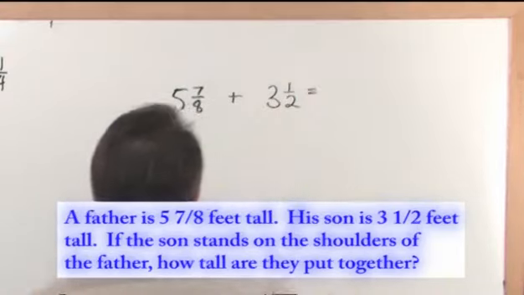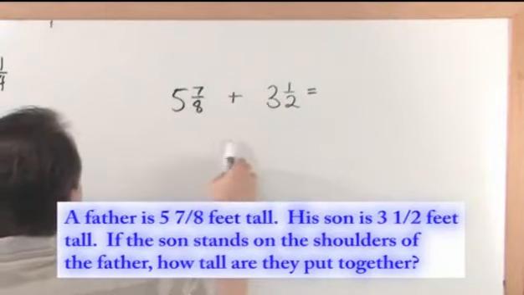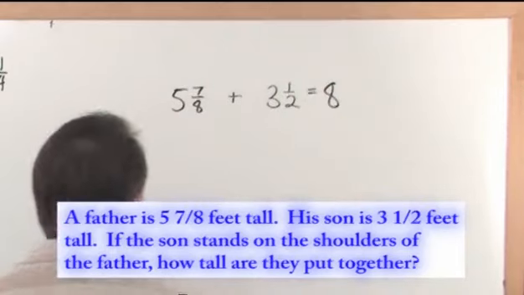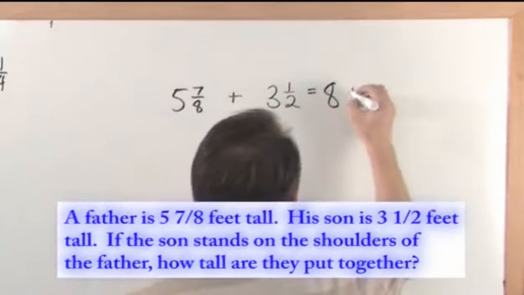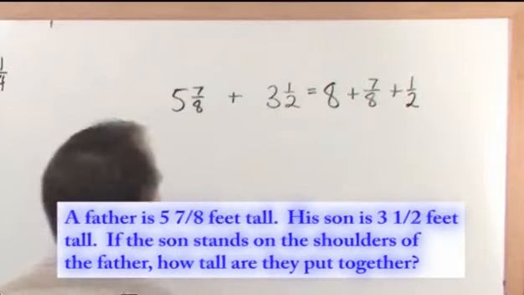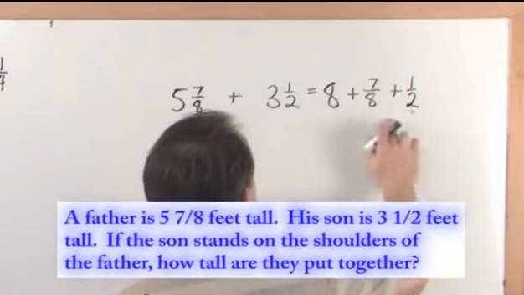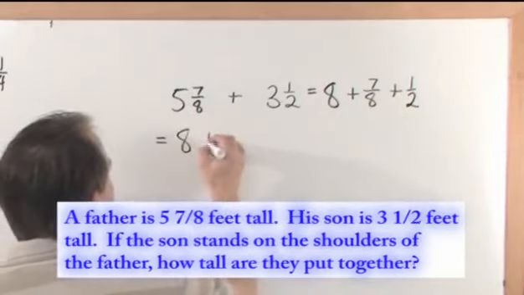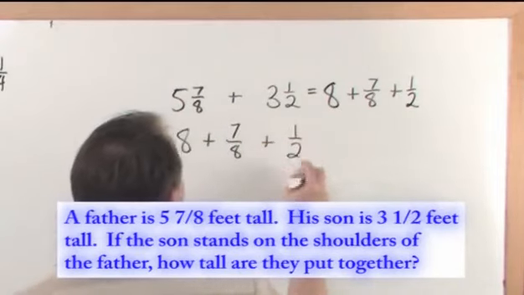Okay, and we also know, because we've been doing this a few times, we can just add these numbers out in front. Because I have a 5 and I have a 3, I can just add that, making 8. 5 plus 3 is 8. But don't forget I have these fractions here. So I've still got to add 7/8 and I've still got to add 1/2. Now all I've got to do is figure out how to add these fractions together, and then I've got the answer.